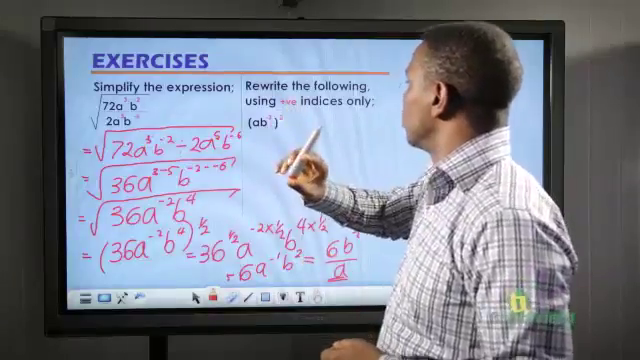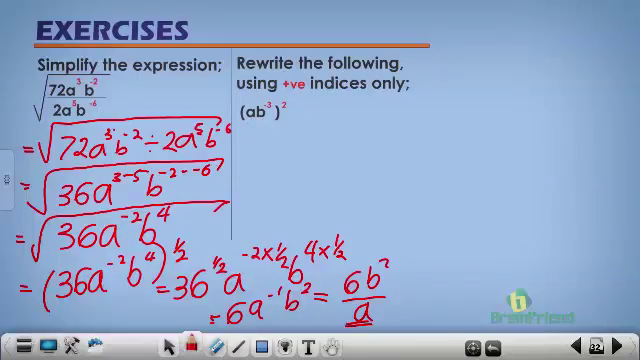Let's take a look at this question here. It says rewrite the following using positive indices only. That means if we lay this out, this would be A raised to power 2 times B raised to power minus 3 times 2. This, of course, will give us A raised to power 2 times B raised to power minus 6.